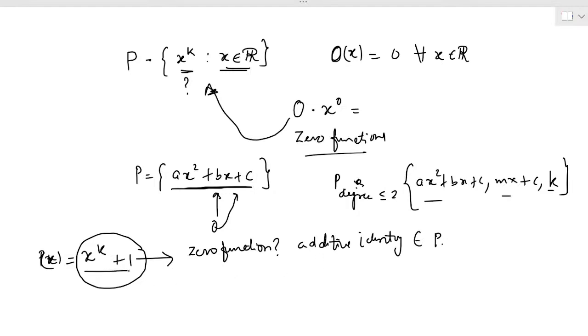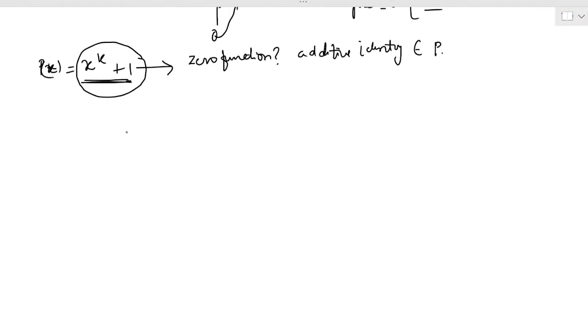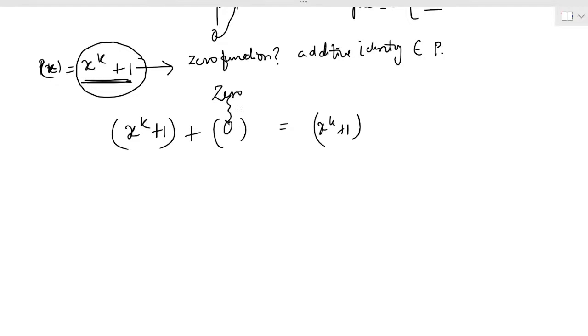Okay. Now I'm saying, let's say this is it. Now tell me, if I add x^k plus 1 to what so that I get x^k plus 1? It should be a zero function indeed. Okay, zero function. When I'm saying zero function, what does it mean? It means that I'm adding a zero. Zero means what? It is a polynomial of degree zero. How come a polynomial of degree zero is contained here?